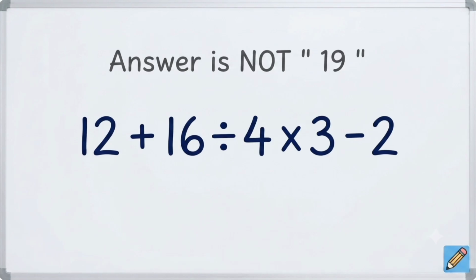Today we will solve this expression. Most of the people solve this expression the wrong way. This number sentence has all four operations: addition, subtraction, multiplication and division. This expression can be simplified in many ways.